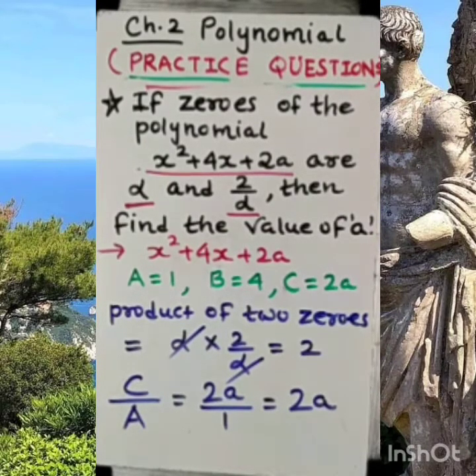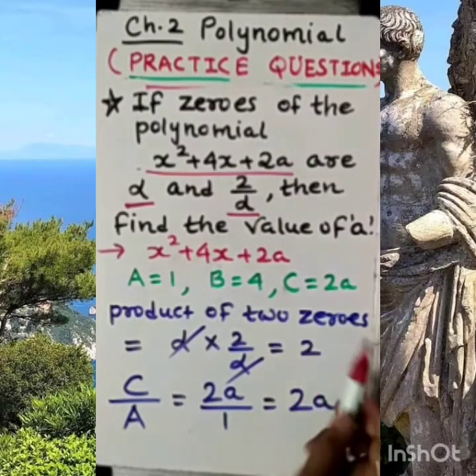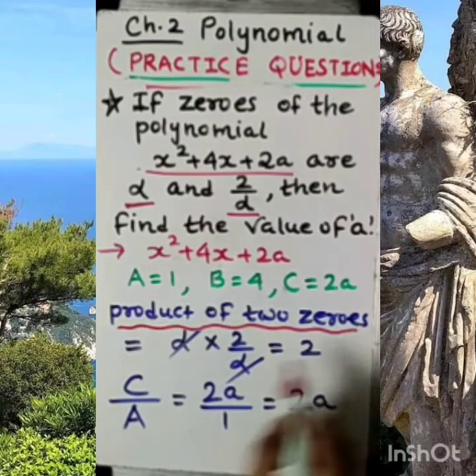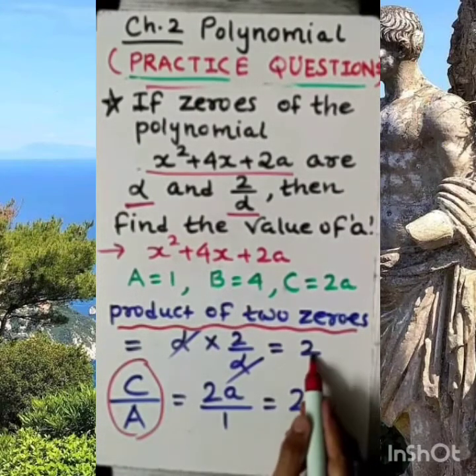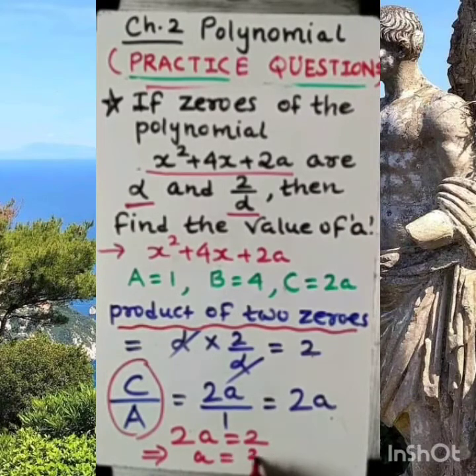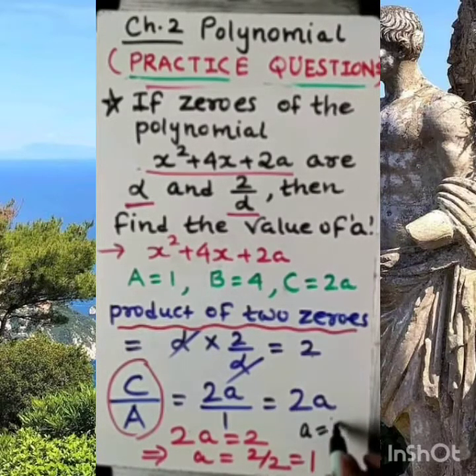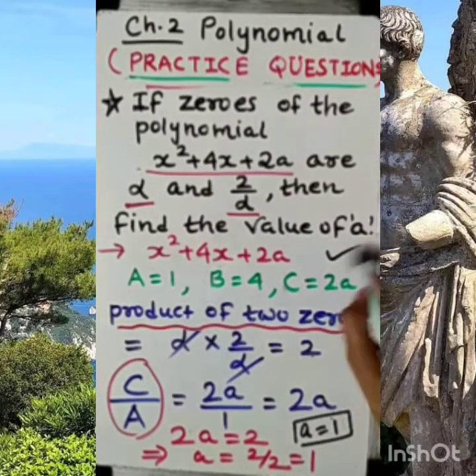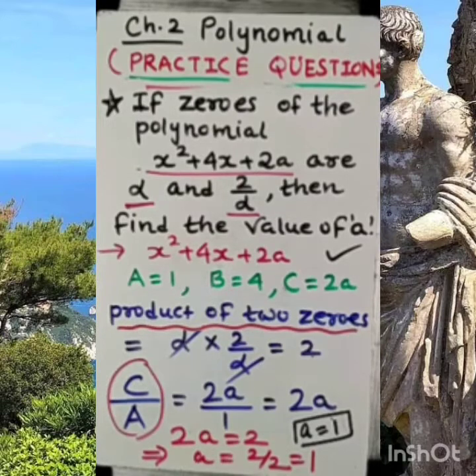It indicates that the product of two zeros we are defining by C by A. It means this is equal to this. So 2a equals 2. It implies that a equals 2 by 2. That is what we have to find. So the value of a, which we have to find, is a equal to 1, which is our required answer. Right? Very easy. This type of question is asked for 1 mark. So dear student, be ready for this type of question. Let's see some more questions.